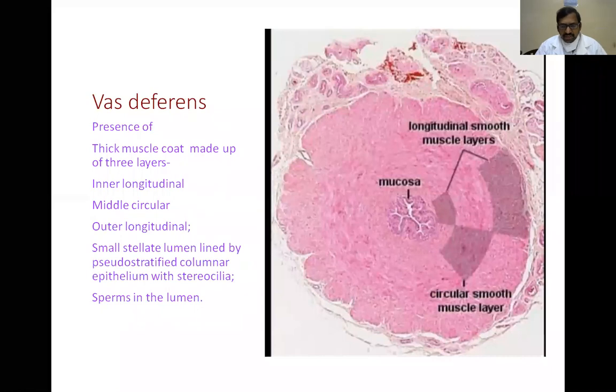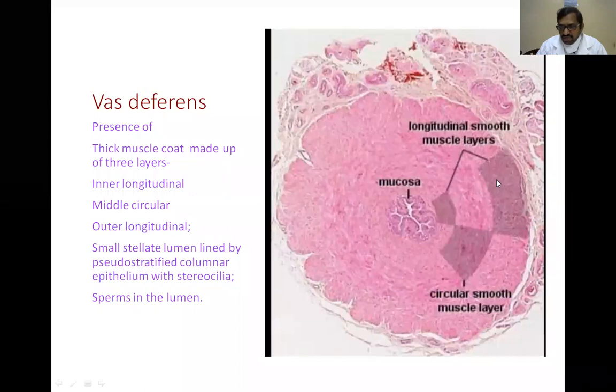Next, coming to the other structure, that is the continuation of the tail of the epididymis as the vas deferens. The vas deferens is a thick, muscular-coated tube with three layers: inner longitudinal layer, middle circular layer, and outer longitudinal layer. The lumen is star-shaped, or stellate-shaped. Stellate means star.